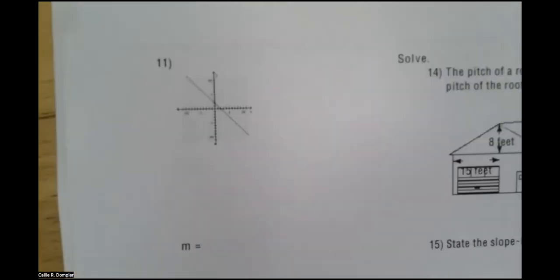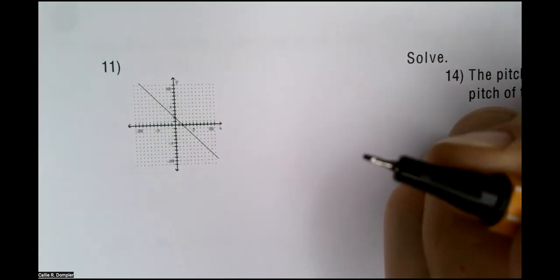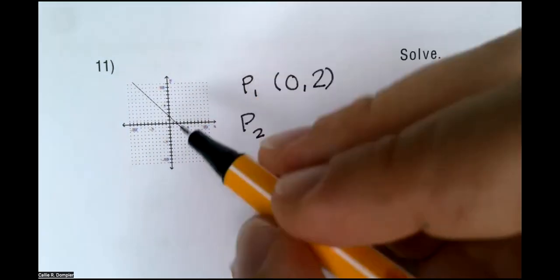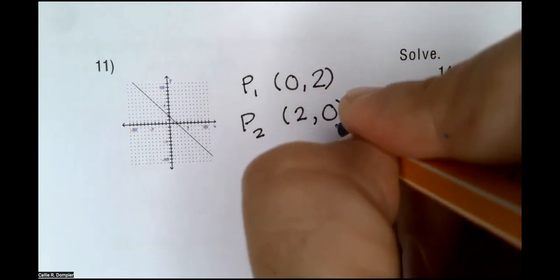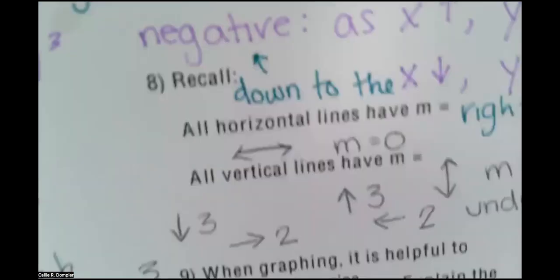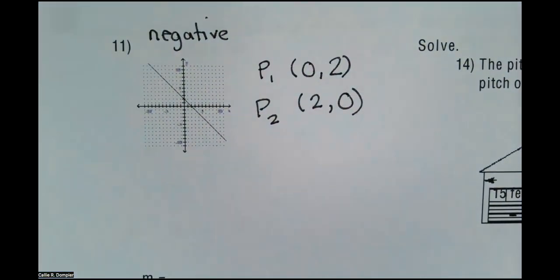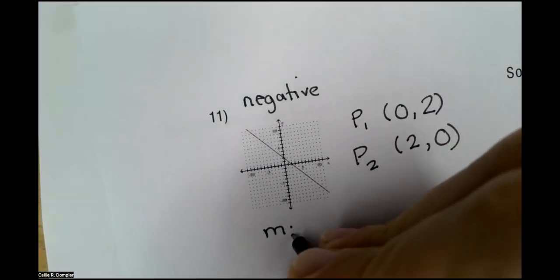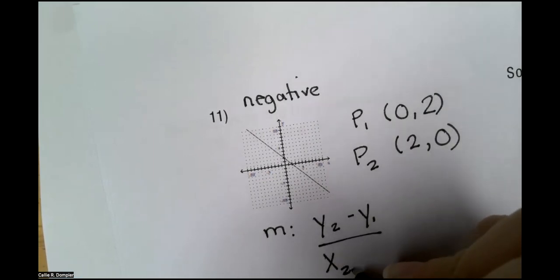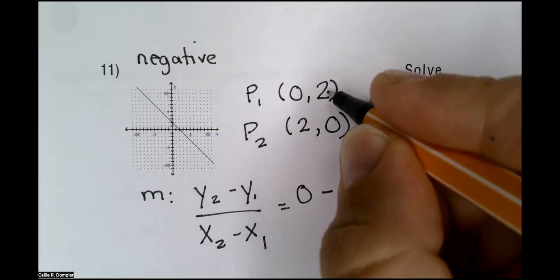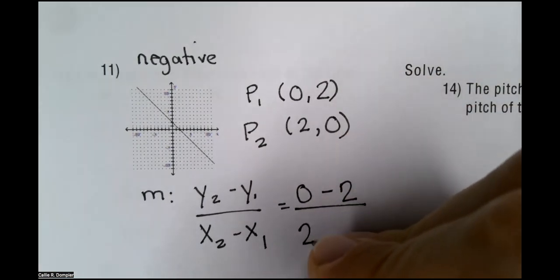All right, time to get close again. Here we have, that first point is 0, 2. And that second point is 2, 0. Okay, it looks a little bit like the last one, which was 0, 3, -3, 0. But look, this is going to be going down, so that's a negative slope. All right. Slope is always the same formula. M is y minus y divided by x minus x. Y2 is 0. Y1 is 2. X2 is 2. X1 is 0.